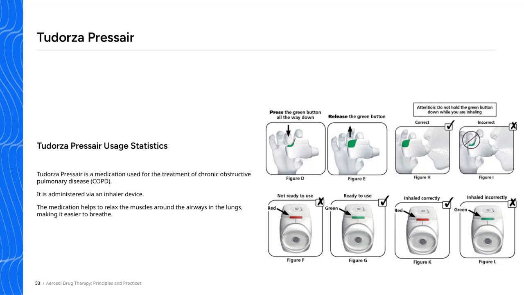Aerosol is a medication used for the treatment of chronic obstructive pulmonary disease, or COPD. It's administered through an inhaler device, which makes it easy to deliver the medication directly to the lungs. This helps improve breathing by relaxing the muscles around the airways, making airflow smoother and easier. Understanding how this medication works is key to managing COPD effectively. Proper usage and adherence to prescribed inhaler techniques are essential for achieving the best results.